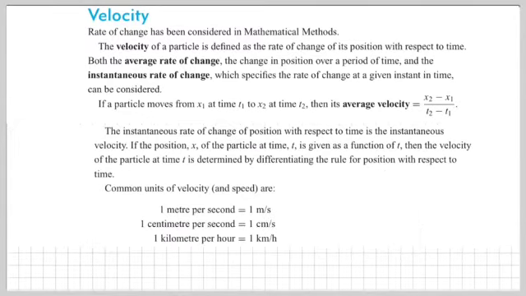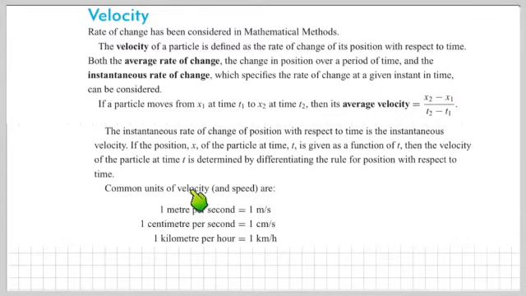The instantaneous rate of change of position with respect to time is the instantaneous velocity. If the position x of the particle at time t is given as a function of t, then the velocity of the particle is determined by differentiating, finding the derivative of the rule for position with respect to time. That's very interesting and very important. So this is the average, this is the instantaneous. That's just dx/dt. This, delta x over delta t, is the average velocity. Please get that right.